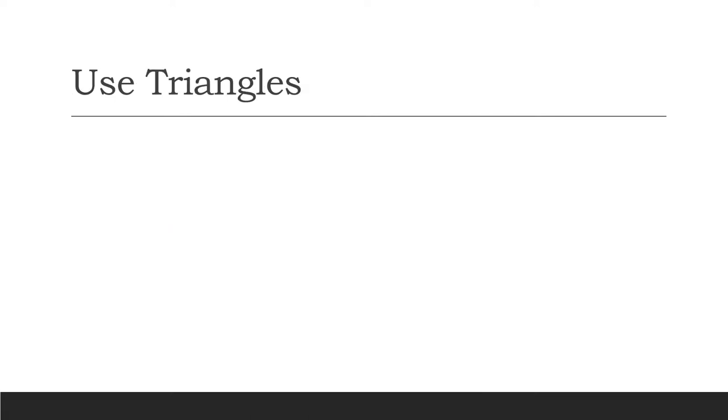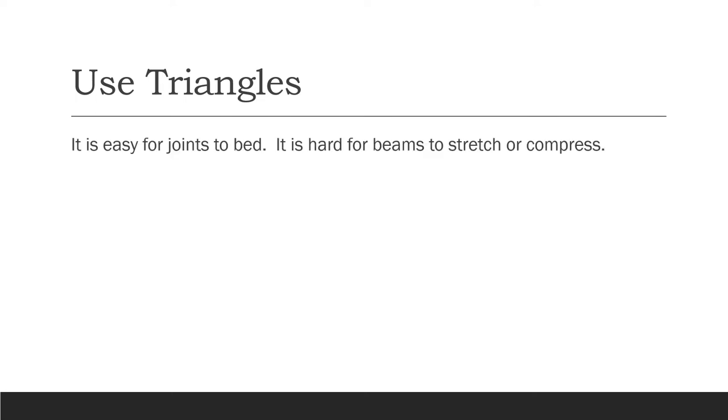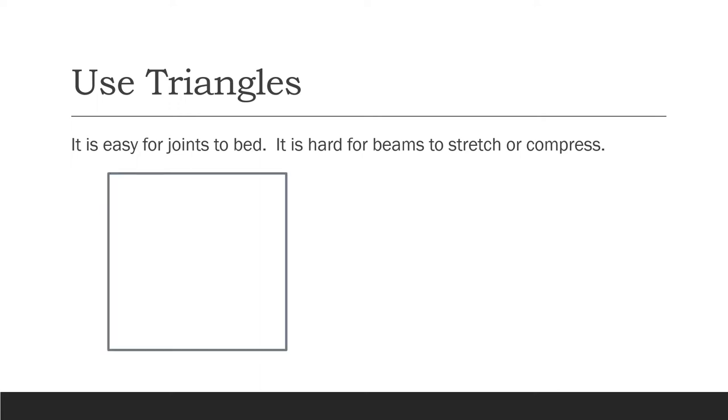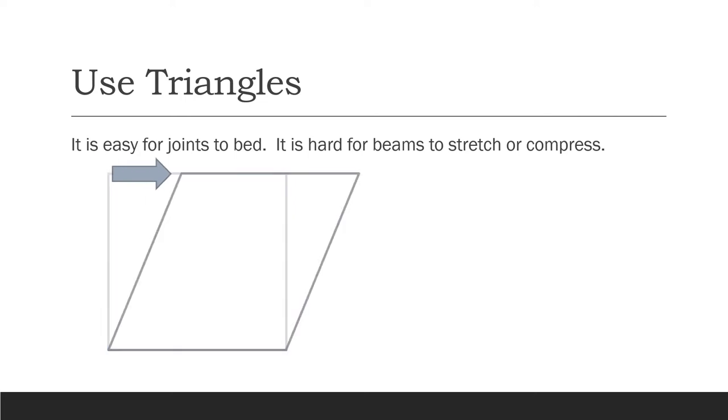If you're designing a structure, you should try and use triangles as much as possible. This is because it's easy for joints to bend, but it's hard for beams to stretch or compress. Let's see why this makes triangles so strong. Imagine that you had a square. Now imagine that you put a load on one edge, like this. This is called a shearing load when it pushes the square sideways. Since the square has four corners, and those corners are relatively easy to bend, the square ends up sliding over to the side like this. So it deforms. So that's not so good.